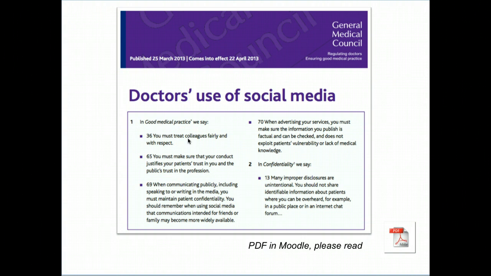We look at communicating, speaking, writing in the media. You must maintain patient confidentiality. These are all, as I've said previously, basic information. They apply to new technologies. As a colleague said recently to me, it's the same stuff. We just have new and different toys to do it with. So I would mirror that.